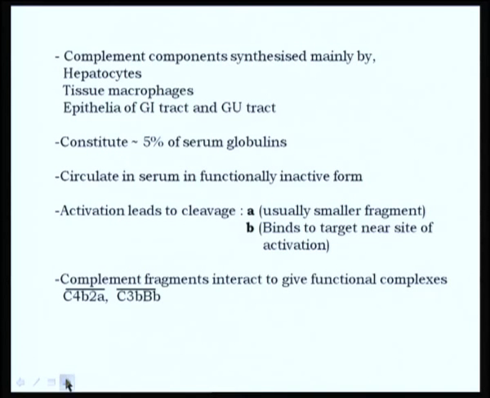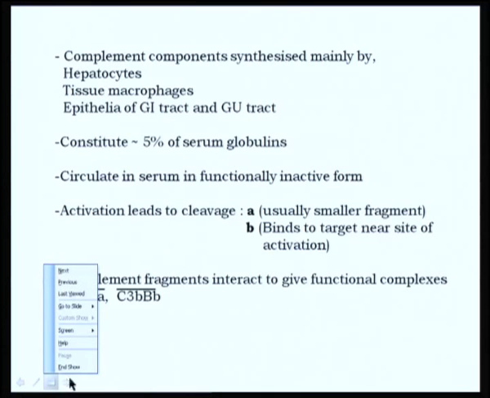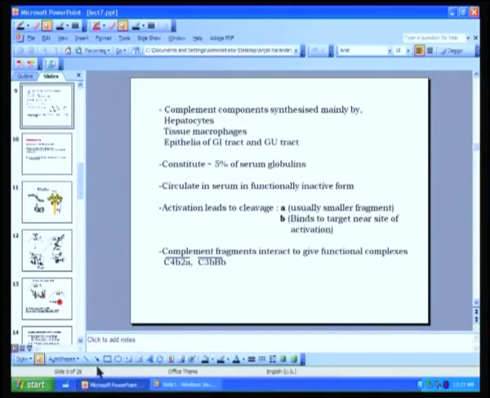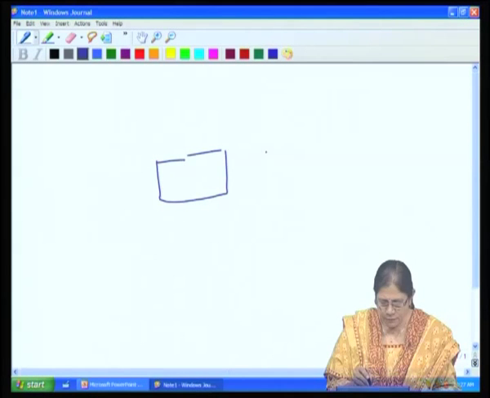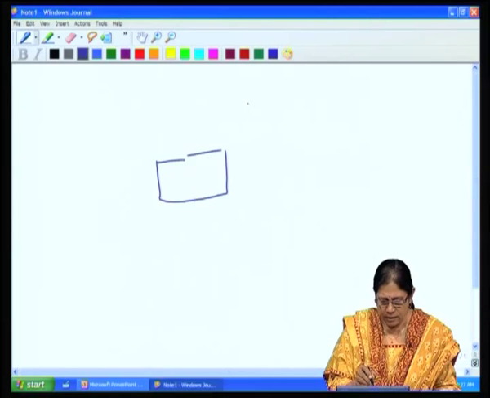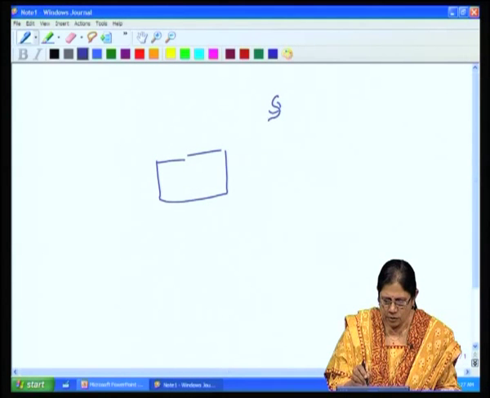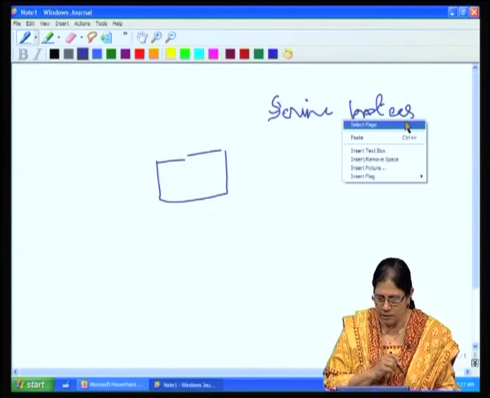Now, I would just like to tell you all about the common strategy for all complement components. Let us say this is one of the components. After this gets activated, and all these are usually serine proteases if they are enzymes.